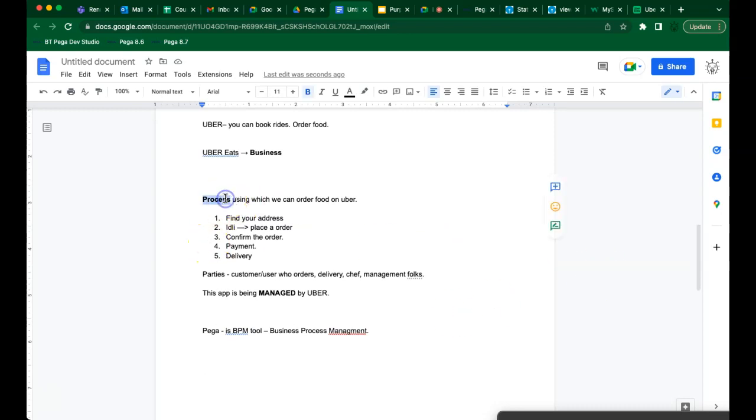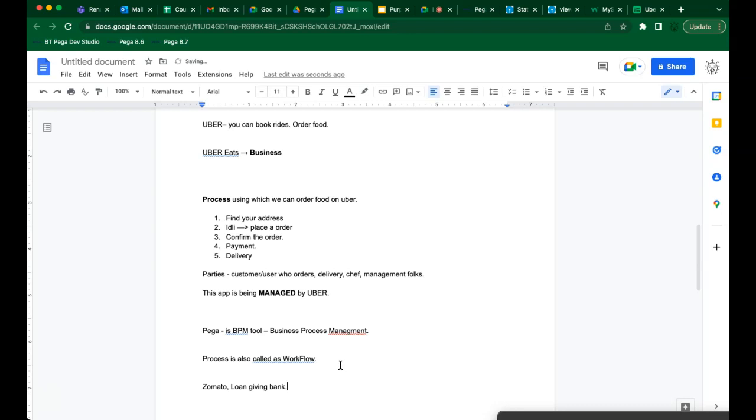The process is also called a workflow. For Uber, their work is delivering food, and their work is flowing through these steps. Yes or no? That's why they call it workflow. This is true for any business, not just Uber, for Zomato, and for example, any bank. If you want to get a loan, the bank also has a workflow, right? Any bank which is giving loans will have a workflow.